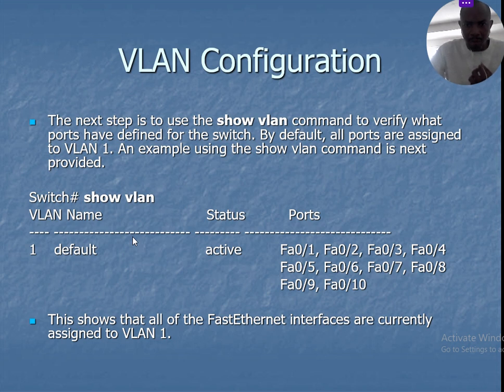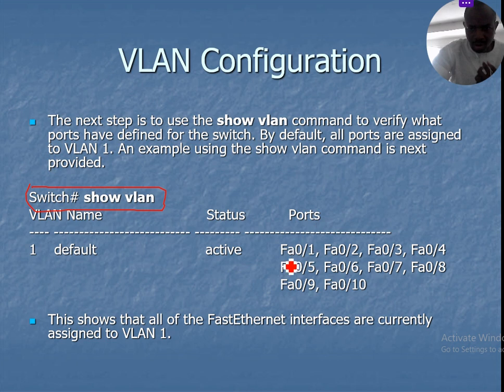An example using the show VLAN command is provided. Look at it: switch hashtag show VLAN. Once you type in this command, it will give us all this information. It runs down, first of all, VLAN 1, which is the default one, and the status is that it's active.